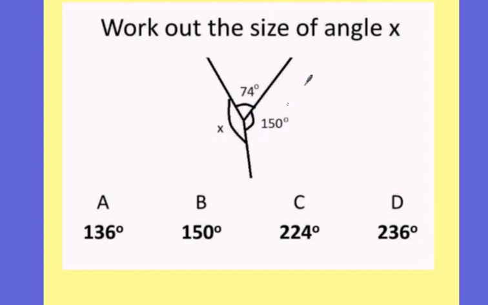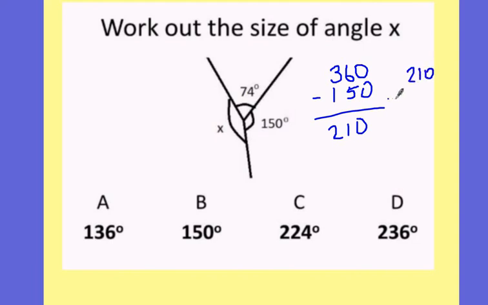Okay, we know the angles around a point add up to 360. So to work out what X is, we need to do 360 take away 150, which leaves me with 210. We then need to do 210 take away the remaining angle, take away 74. 10 take away 4 gives me 6. 11 take away 7 gives me 4. So it's 146. Have I done that wrong?